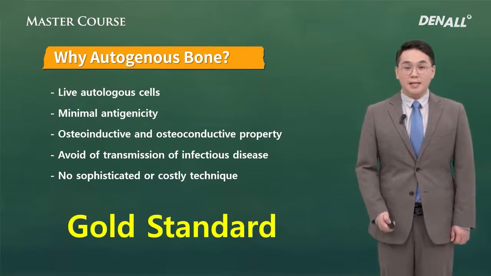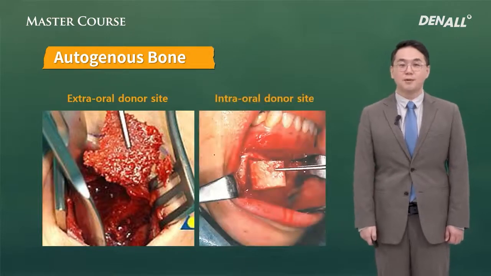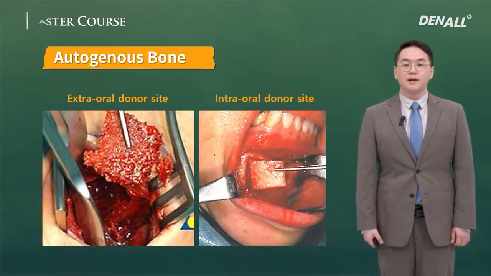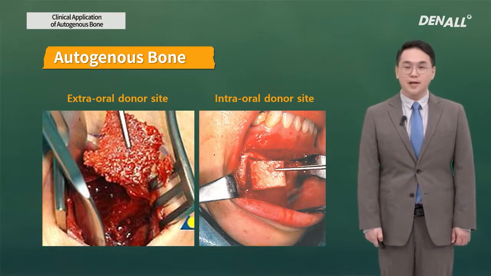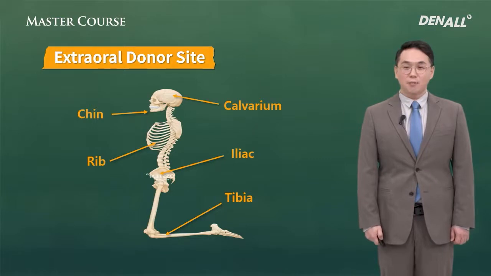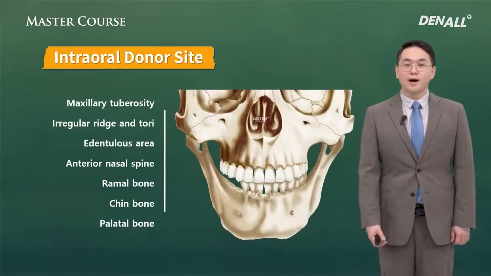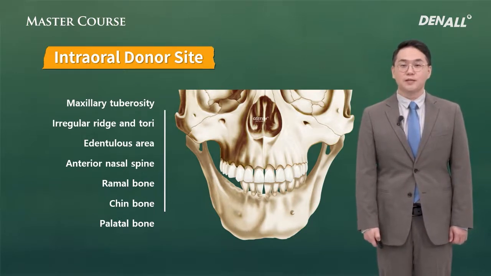Depending on the donor site, extraoral and intraoral donor sites exist. In a local clinic, it is not easy to harvest the bone extraorally, so mostly it is obtained in the mouth. Extraoral donor sites are not used very much clinically, so let me skip them. We can take bone in various areas: the maxillary tuberosity or anterior nasal spine can be donor sites. In the lower jaw, ramal bone and chin bone can be harvested.